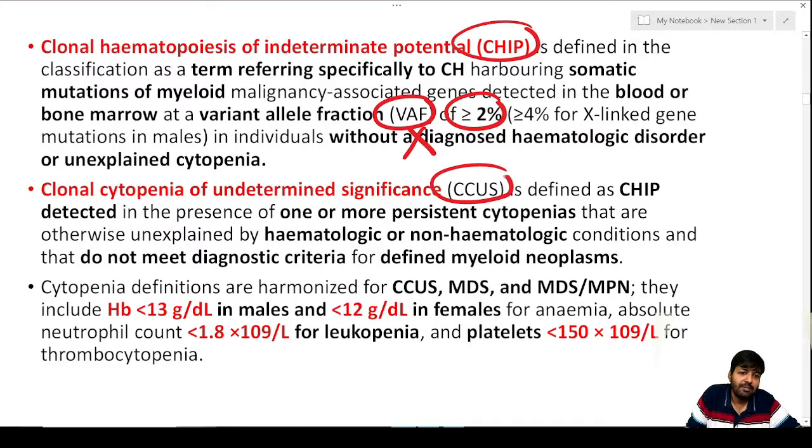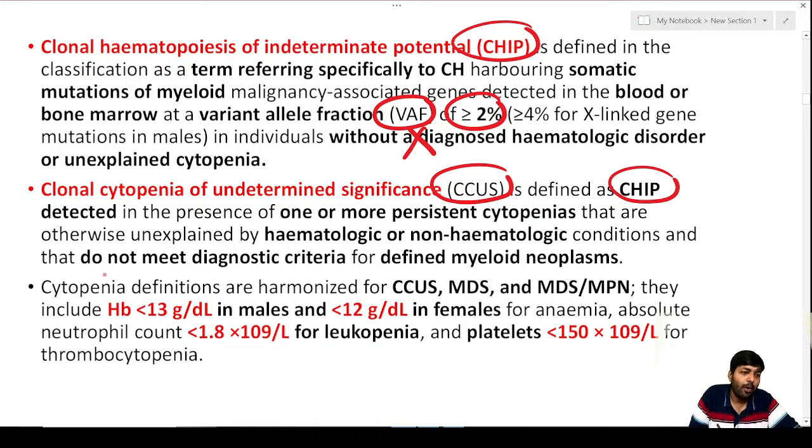Another term that has been formally introduced is CCUS, that is clonal cytopenia of undetermined significance, which is defined as CHIP detected in the presence of one or more persistent cytopenias that are otherwise unexplained by any hematological or non-hematological condition, and they do not meet the diagnostic criteria of any defined myeloid neoplasm. So in clonal cytopenia of undetermined significance you have CHIP, but along with CHIP you have unexplained cytopenias that cannot be explained by any other hematological or non-hematological neoplasm. So this is something that you have to understand.